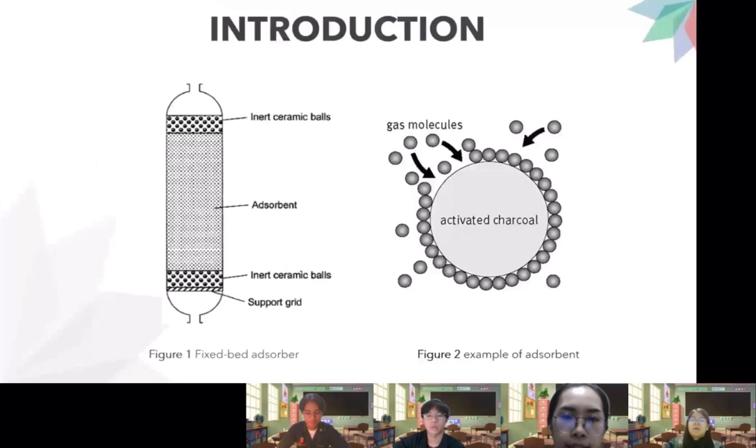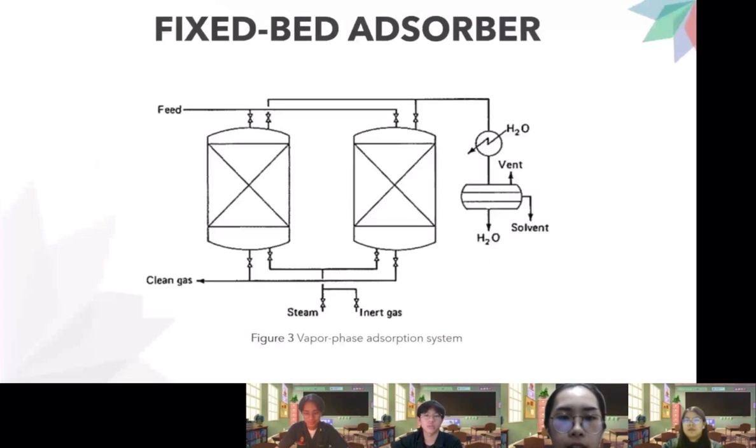Most adsorbents are highly porous materials, and adsorption takes place on the walls of the pores or at specific sites inside the particles. In the case of adsorption equipment, we will focus on the fixed-bed adsorber. This is a typical system used for adsorption of solvent vapors, as shown in the figure. The adsorbent particles are placed in a bed.